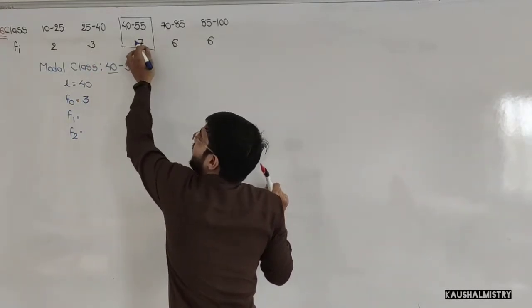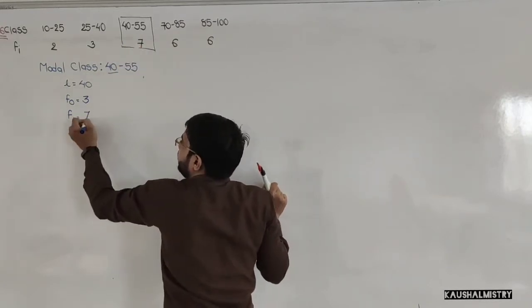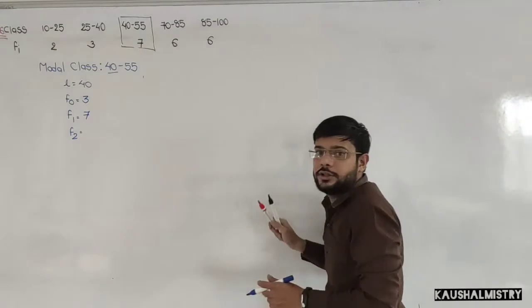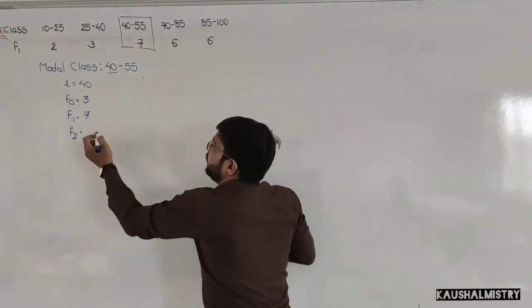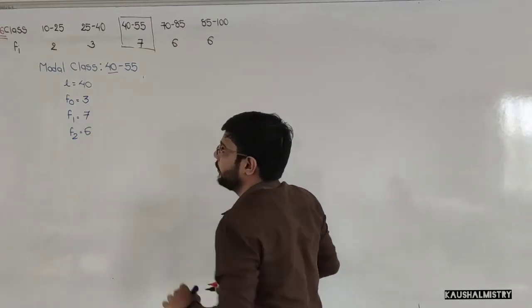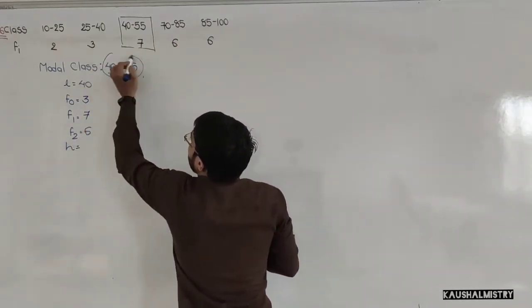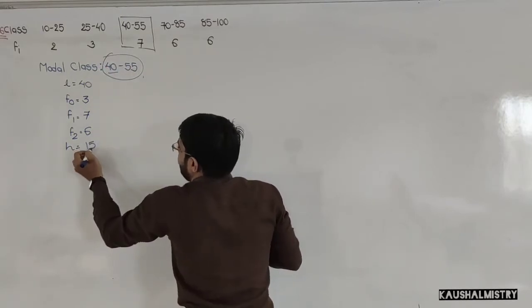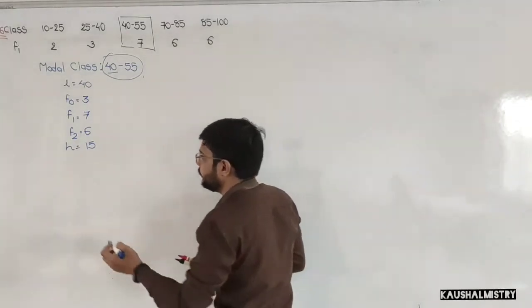Frequency of the modal class we can see. Modal class की frequency क्या है? 7. And frequency of the succeeding modal class, that is equal to 6. And H, we can see that this difference is 15. So H is equal to 15, right?